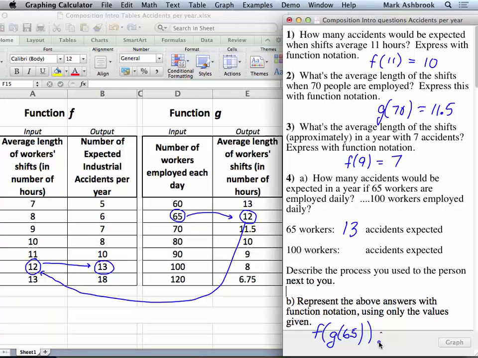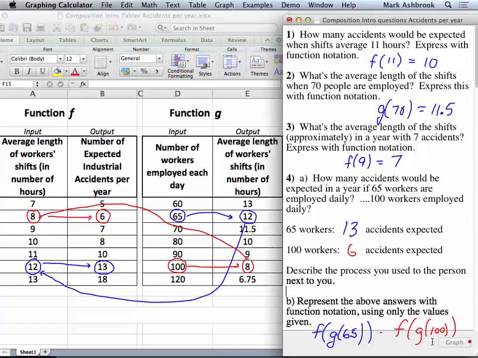Okay? So how about 100 workers? Let's see, who else? Jaden, want to do 100? Tell me the process. We start with? 8? 8 is the input of f. Output of 6. And he wants f of G of 100 is 6. How about it? How'd he do? Yeah. Exactly right.